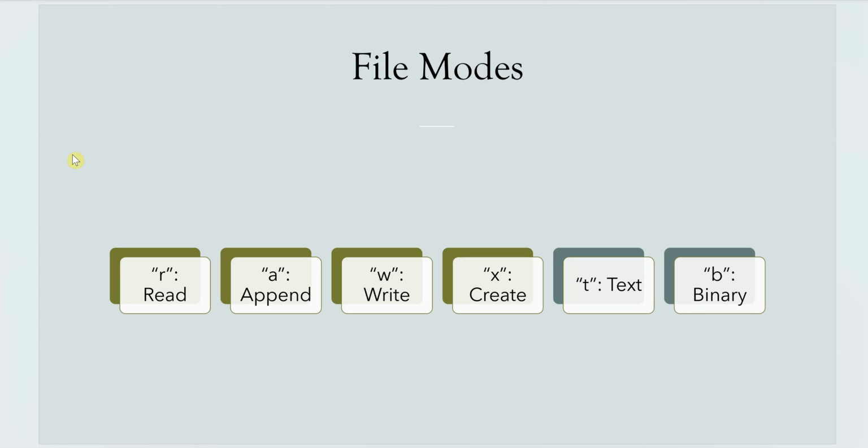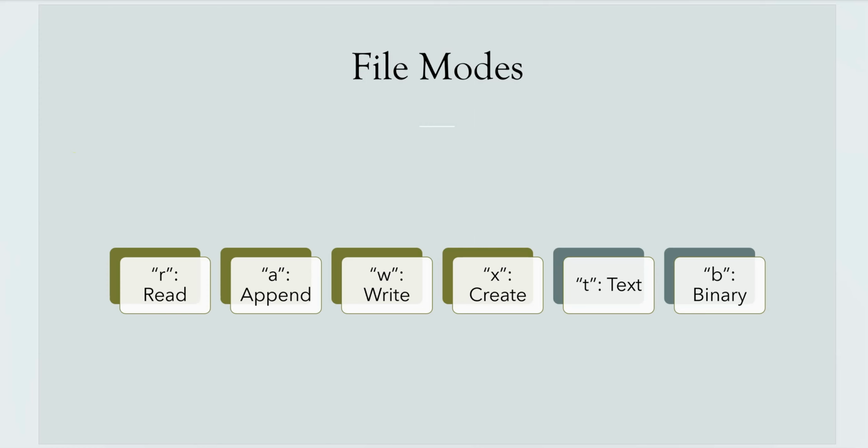The third one is write. It is used when you want to open a file for writing. It creates a new file if it doesn't exist. And the last one, create, we can do it using X, and it is used to create a new file. But in case the file already exists, then it will throw an error. So that's the main difference between write and create. Create will throw an error if the file is already present in the given path.